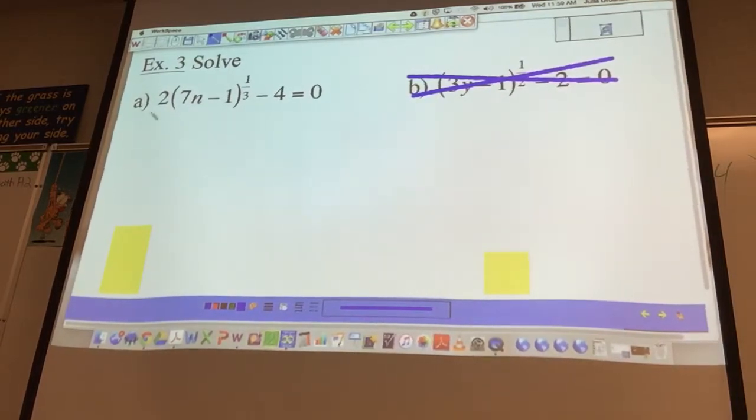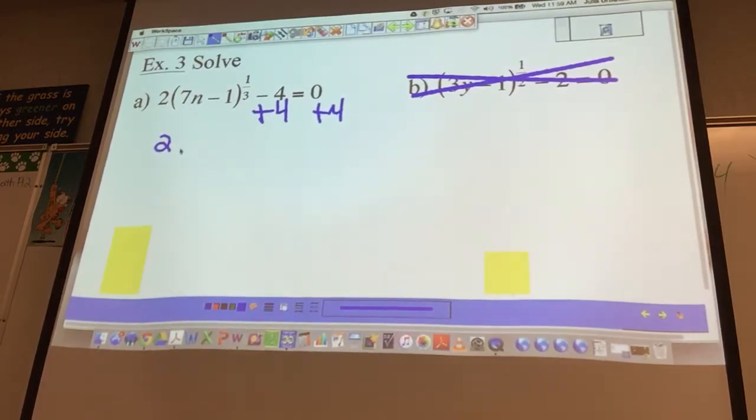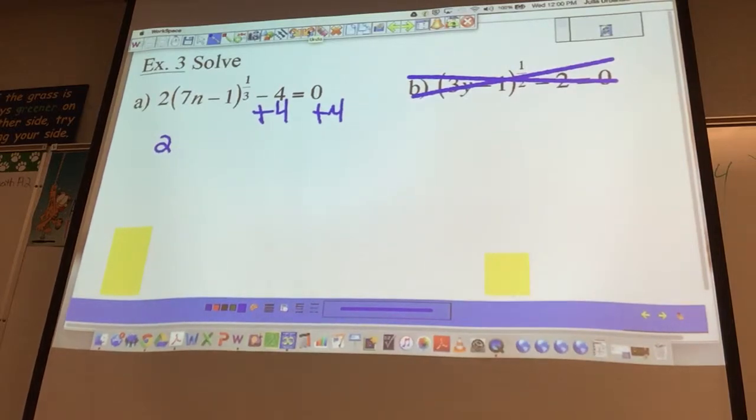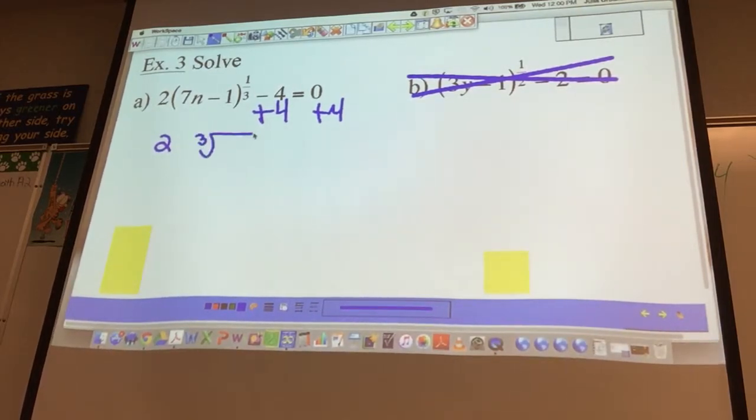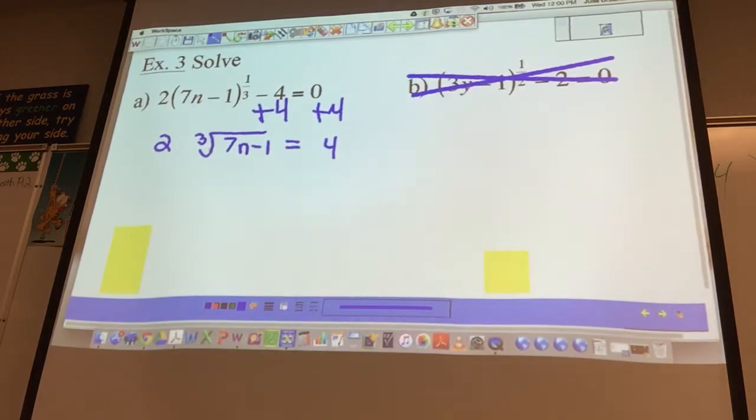This is all multiplied together. What's the first thing you would do then? Distribute the 2. Okay, I would deal with that, but I would even do this first. Plus 4. Our goal is to get the x by itself, so let me go ahead and rewrite it this way just so you can see it different ways. It's the third root of 7n minus 1 equals 4. All I did was move the 4 over, and I rewrote the exponent as a root. 1/3 means you take the third root.